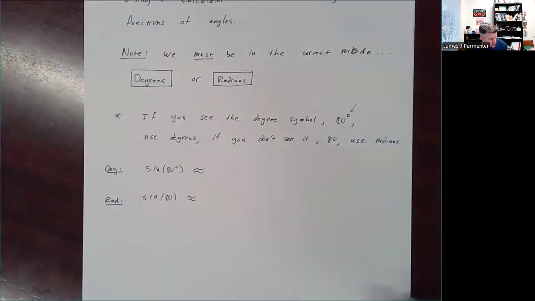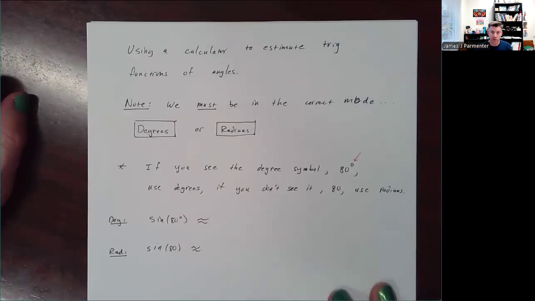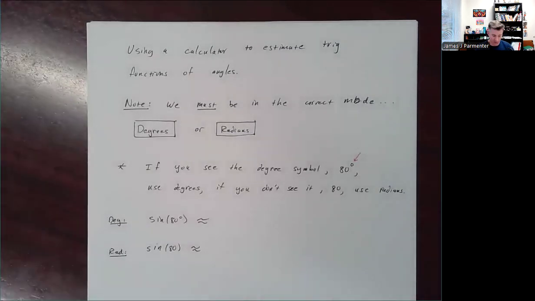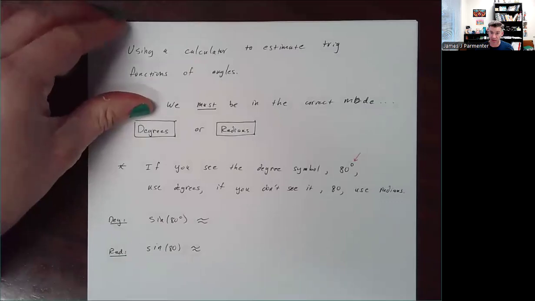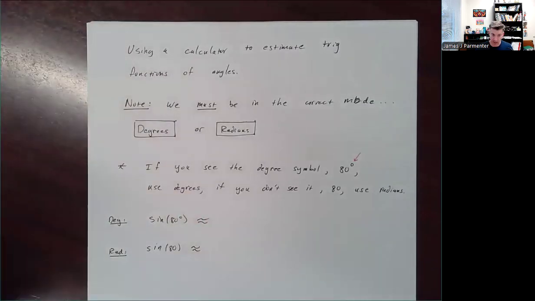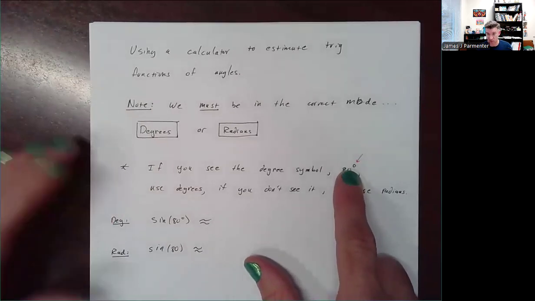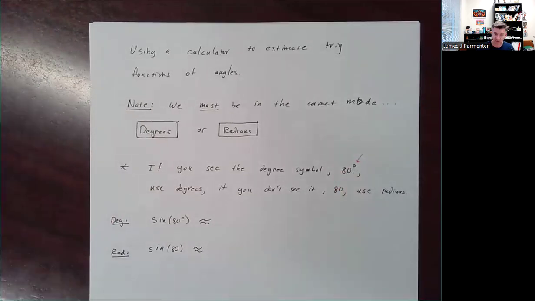All right. Last thing, using a calculator to estimate trig functions of angles. So when you're using a calculator to estimate trig functions of angles, you have to make sure that you're in the right mode, degrees or radians. If you see a degree symbol on the question, you have to use degrees. If you don't, you have to use radians, even if it looks like it should be a degree.